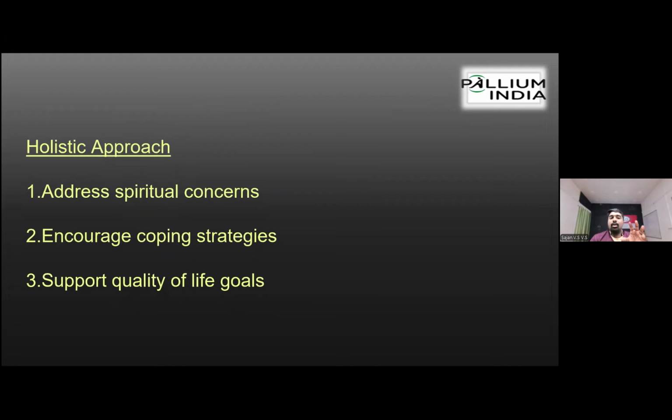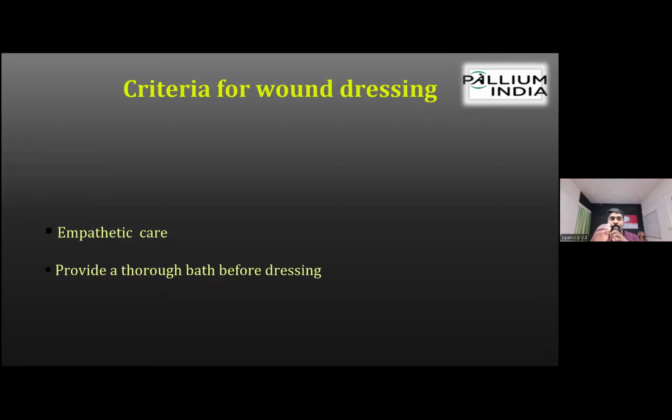Holistic approach, I already told, you need to address the spiritual concern and their quality of life, how we can improve the quality of life. Not only the physical aspect, the spiritual and other aspects also, how we can improve or maintain the quality of life of the patient. For that purpose, with that center, we need to do the management.